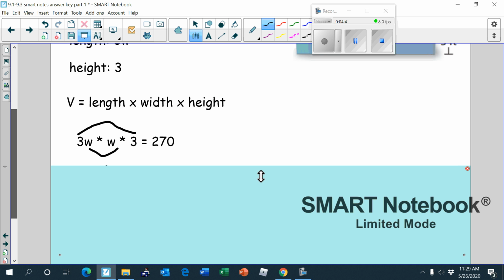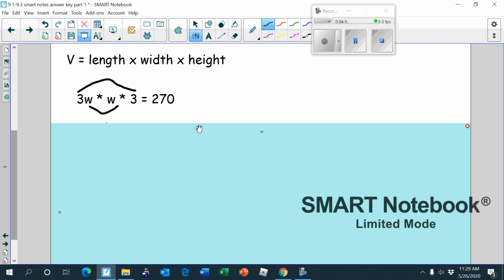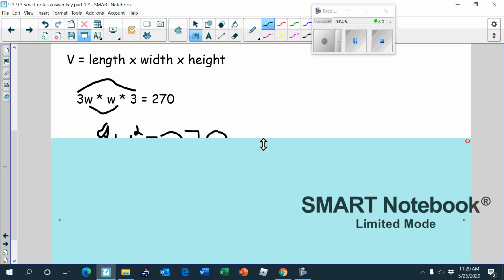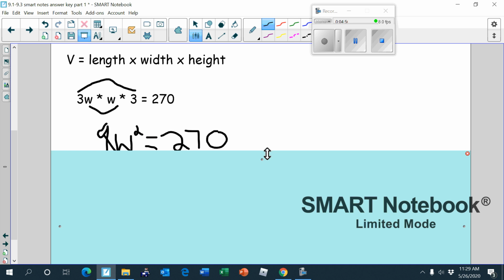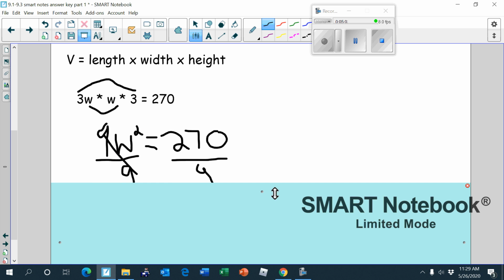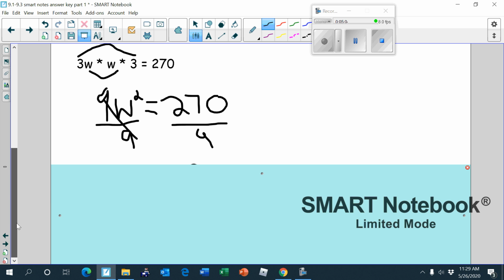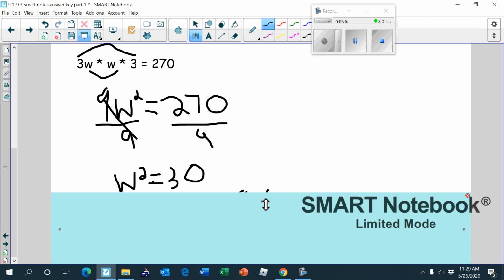We got to go back to chapter 7. We're going to multiply 3 times 3, we get 9. What is W times W? You multiply 2 W's together, it's like multiplying 2 X's together. And you remember what we got? Good, W squared. So right now we have 9W squared. We're going to divide by 9 because we got to get this W squared by itself. We get W squared is equal to 30.